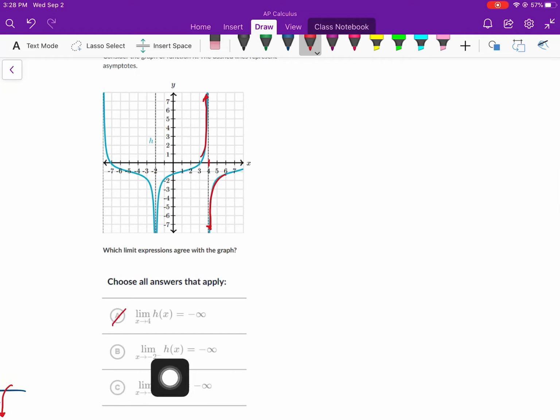What about here? It just has to check one side from the left. So -2 from the left is going down to negative infinity. Yeah, that checks off. What about -2 overall? Well, from both sides is going to negative infinity. So yes, this one will check off.